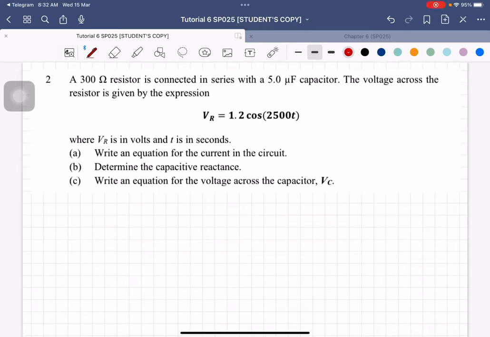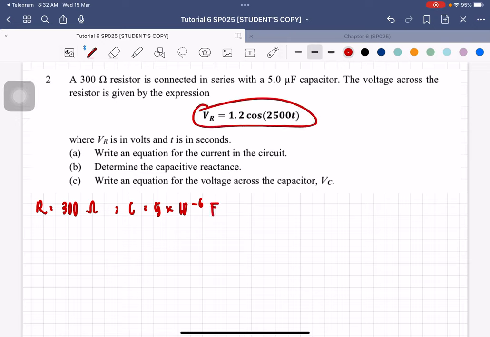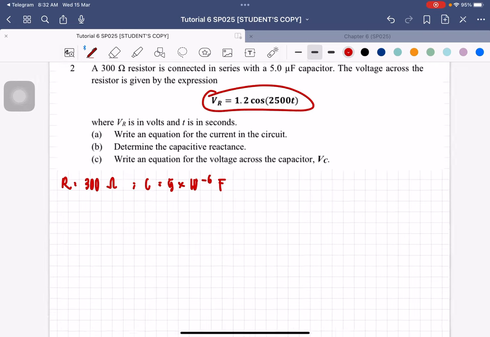Right, so let's look at question number 2. So we have a 300 ohm resistor connected in series with a 5 microfarad capacitor. The voltage across the resistor is given by this expression here, where VR is in volts and t is in seconds. So we have to write an equation for the current in the circuit.